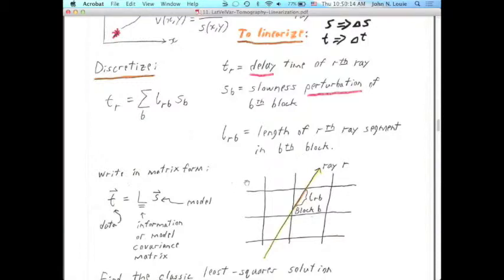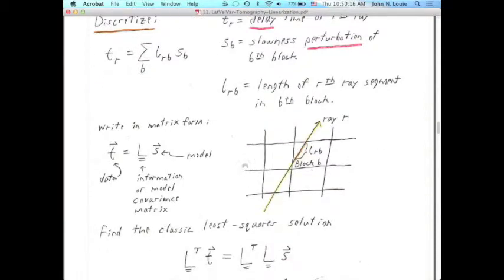Easy to think about on a 2D grid with square blocks, right? So here's block B, and here's ray R, and ray R is shooting, cutting through the corner of block B here. So here then is the length of ray R in block B, L sub RB. And it's that length, that number of meters right there.